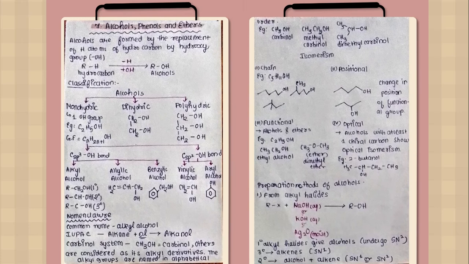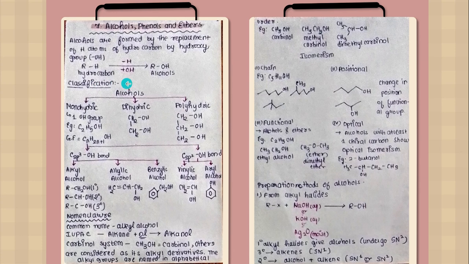So let's start with alcohols, phenols and ethers. Alcohols are formed by the replacement of hydrogen atoms of the hydrocarbon by hydroxy group, that is the OH group. So this is a hydrocarbon with the general formula of RH. When I remove this H and add OH to it, I will get alcohol with the general formula of ROH.